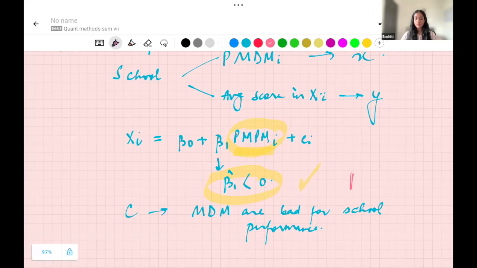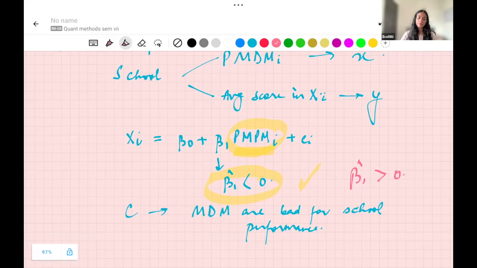But what happens if you actually found that it was positive? Suppose you found that beta 1 hat was actually greater than 0. Would you believe it? Even if you are ready to say no, your answer should be yes. You will investigate this claim also. क्योंकि बात सेम है, स्टेटिस्टिकली प्रॉब्लम सेम है.